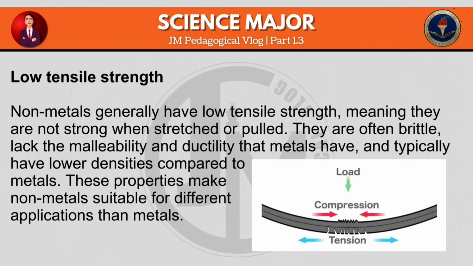Nonmetals generally have low tensile strength, meaning they are not strong when stretched or pulled. They are often brittle, lack the malleability and ductility that metals have, and typically have lower densities compared to metals. These properties make nonmetals suitable for different applications than metals.